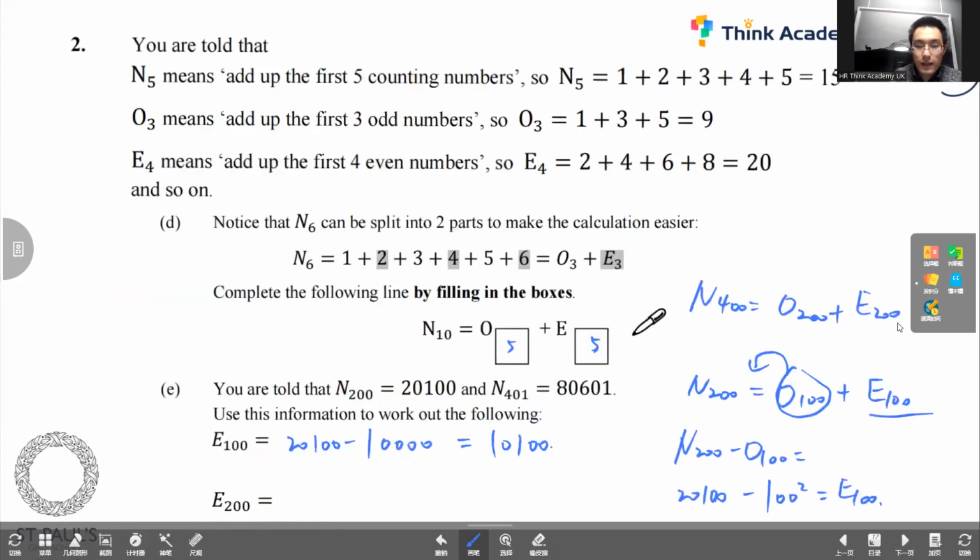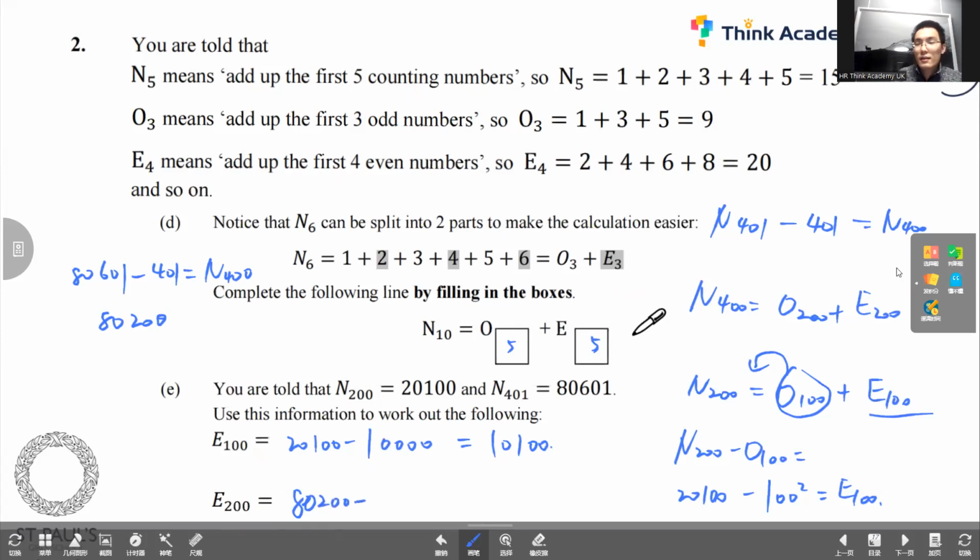Let's move back over here. N401 minus 401 is N400. And we know N401 is 80601. So 80601 minus 401 gives us N400, which is 80200. Okay, so 80,200. So N400 is 80200. We can write over here. Oh, sorry, not 400, but 200.